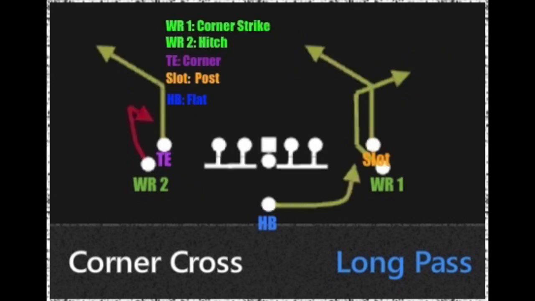When corner cross is flipped, your receivers start in the same positions on the field, but they run different routes. Your wide receiver 1 is going to be running the corner strike. Your slot receiver is running the post. Your wide receiver 2 is running the hitch. Your tight end is running the corner route. And your halfback is running to the flats on the other side of the field.